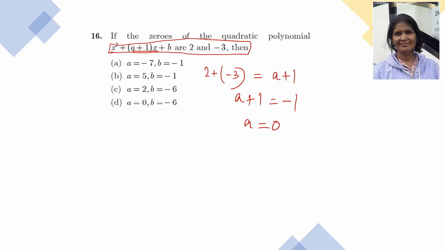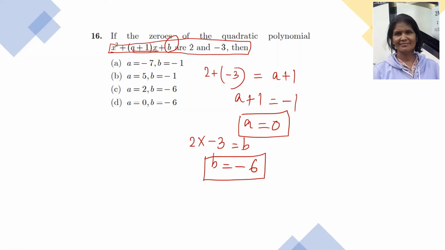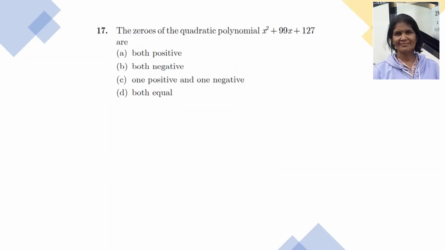Now coming to b, the product of the roots 2 into minus 3 is equal to c, which is b here. So b is equal to minus 6. So what is the answer? a is 0, b is minus 6. So D is the answer.